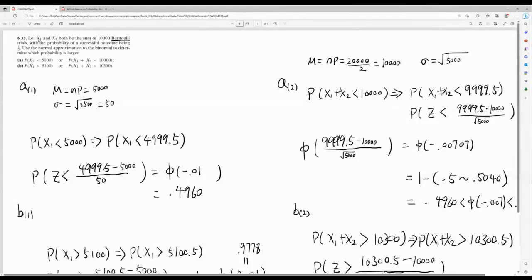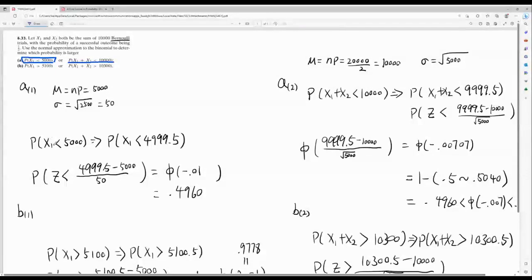This is 6.33. The x1 and x2 will be the sum of 10,000 Bernoulli trials, with the probability of a successful outcome being 1/2. Use the normal approximation to the binomial to determine which probability is larger. So for part A, we're comparing those two, and since it's Bernoulli, we've got to use continuity correction. After continuity correction, we can use the normal distribution.